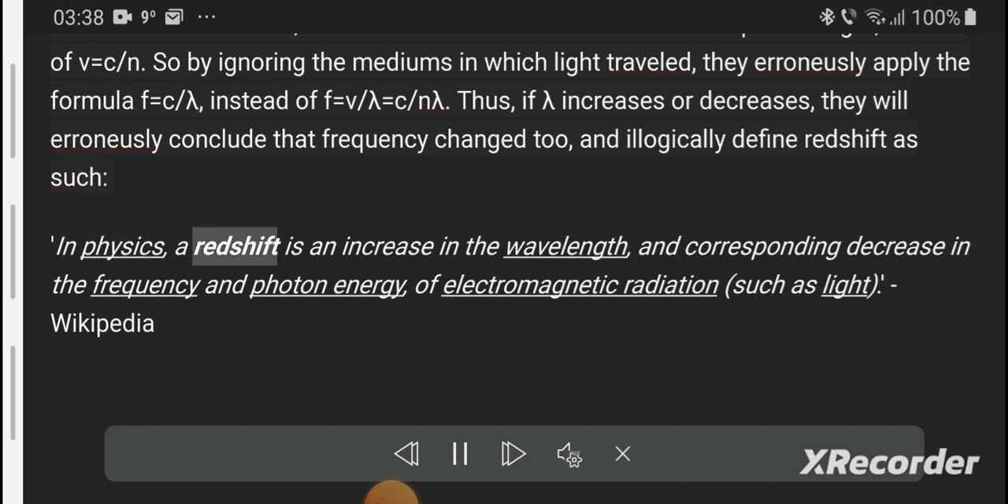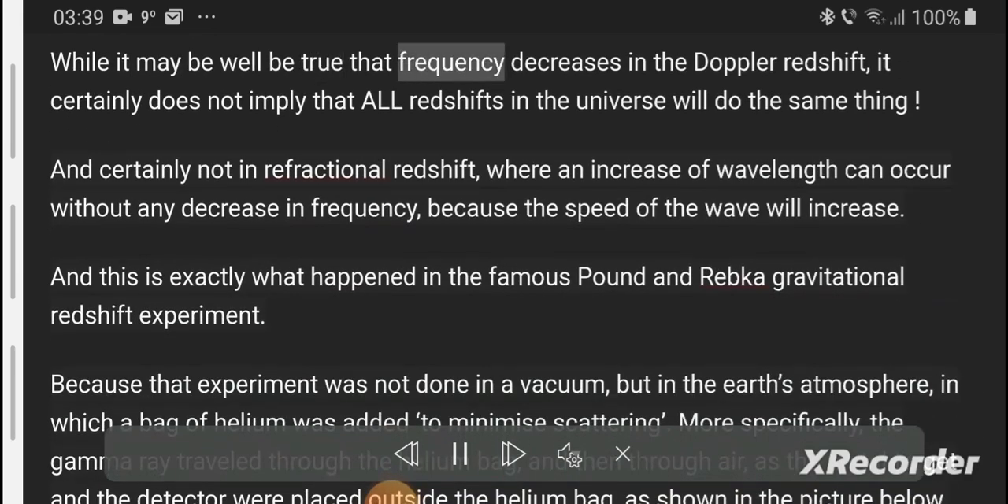In physics, a redshift is an increase in the wavelength, and corresponding decrease in the frequency and photon energy, of electromagnetic radiation, such as light. Wikipedia. While it may well be true that frequency decreases in the Doppler redshift, it certainly does not imply that all redshifts in the universe will do the same thing. And certainly not in refractional redshift, where an increase of wavelength can occur without any decrease in frequency, because the speed of the wave will increase.